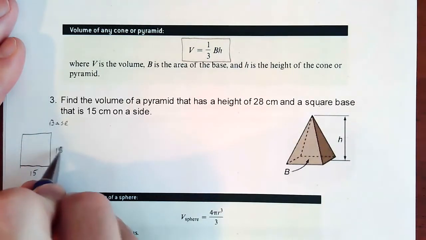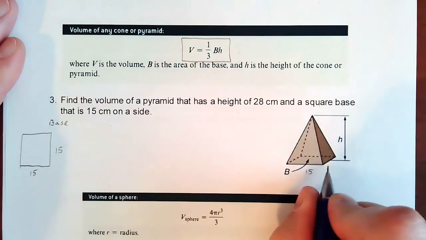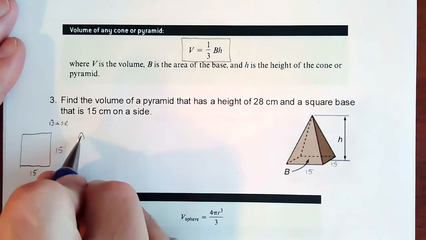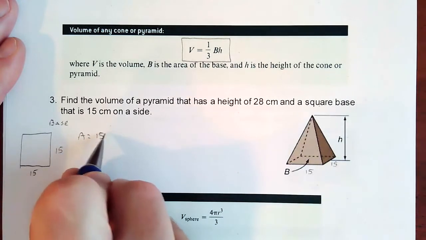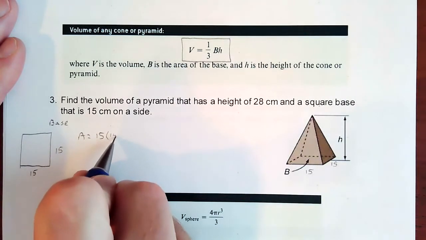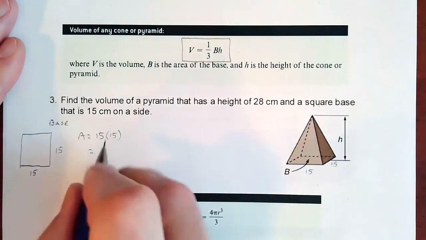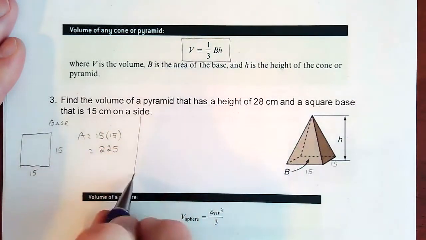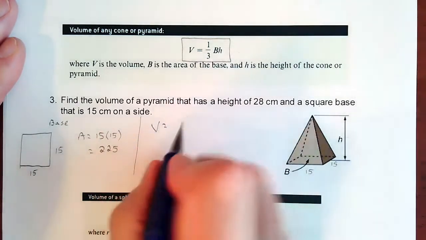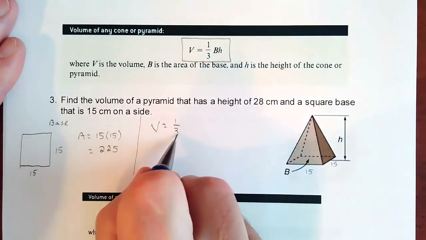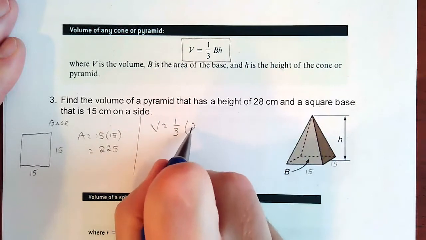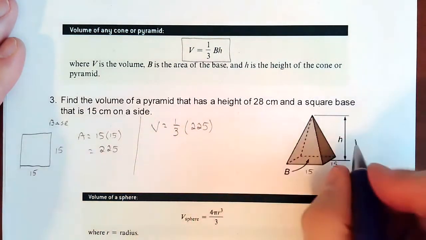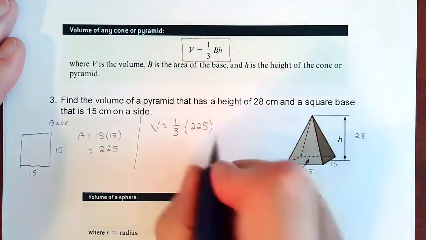So 15 by 15. All right, so the area for that is length times width, 15 times 15, which is 225. So we're ready to do the volume. So the volume is 1/3 area of the base times the height, which is 28.